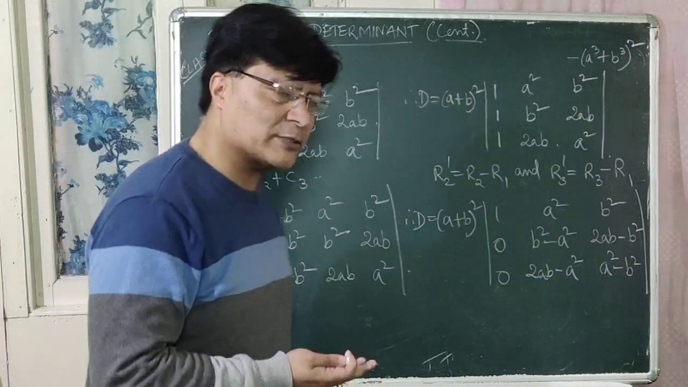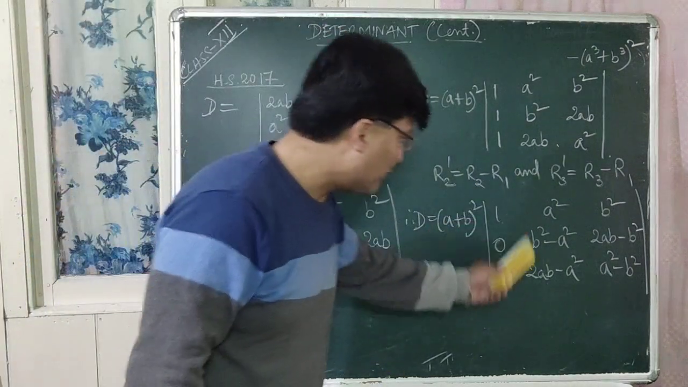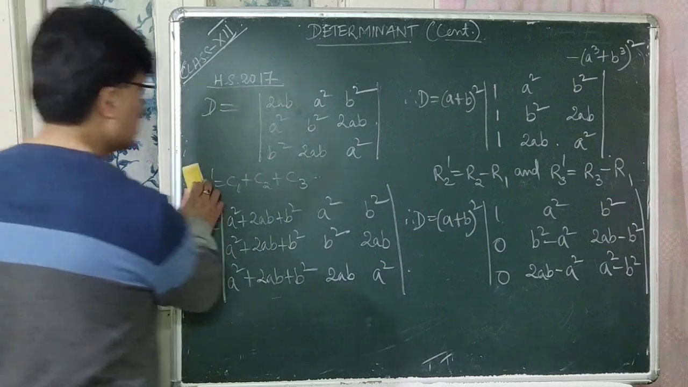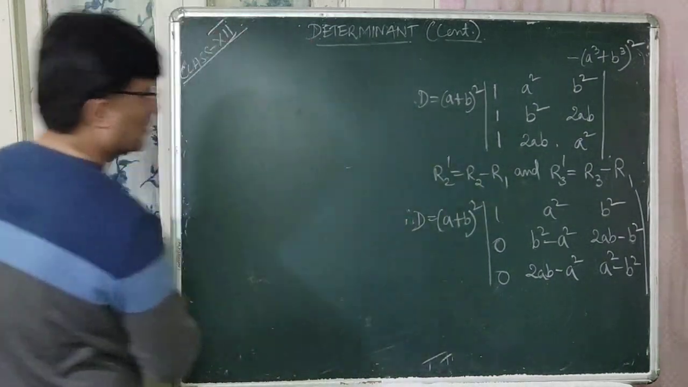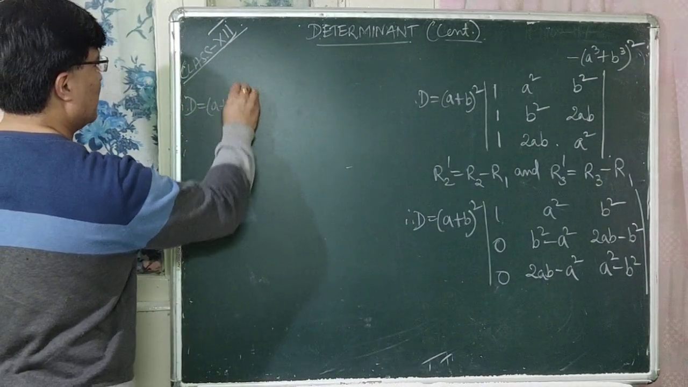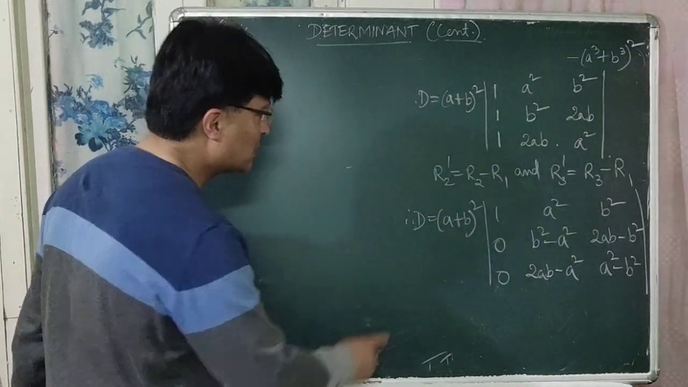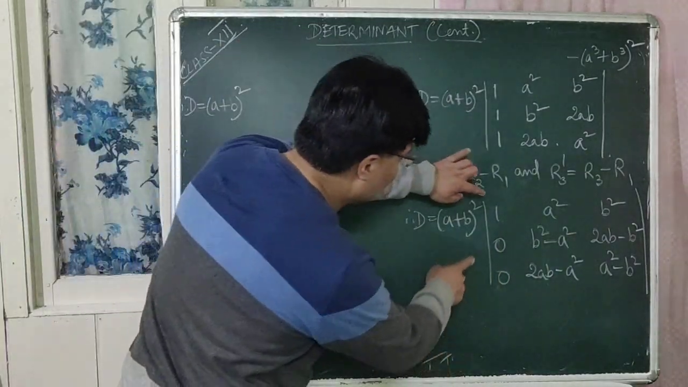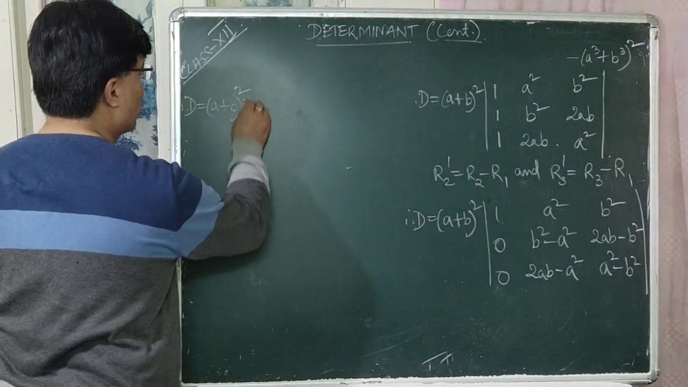Okay. Now you can expand it. You can expand it with respect to which row or which column? From the first column. So with respect to the first column, you can expand this determinant, isn't it? So let us expand it. So therefore, D is equal to A plus B whole square. Now you can expand it with respect to the first column. That is 1, 0, 0. So what is the method now? You have to consider the sign also. Plus 1 minus 0 plus 0. So first of all, it is 1.